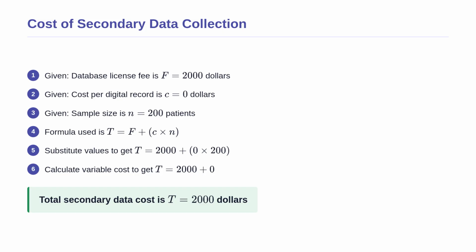Using our same formula, we substitute 2,000 for F, 0 for C, and 200 for N. Multiplying 0 by 200 results in 0 additional variable costs. Adding this to the fixed fee, the total cost remains exactly $2,000. This perfectly highlights the massive economic advantage of secondary research. Scaling up your subject count does not drain your budget.